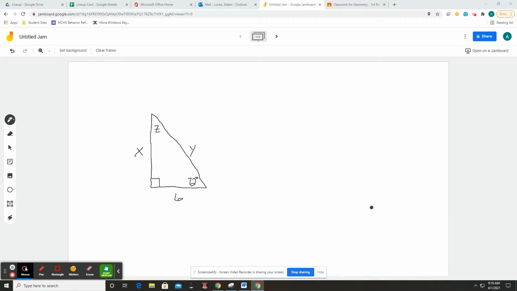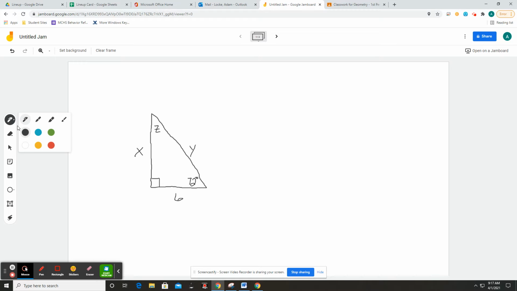Good morning, guys. Today we're going to look at solving triangles. We're going to look at two different things. On the first slide, we're going to look at how to find the values of x, y, and z. And then on the second slide, we're going to try to find a missing angle from two sides.